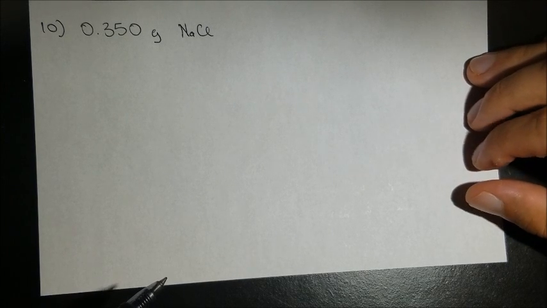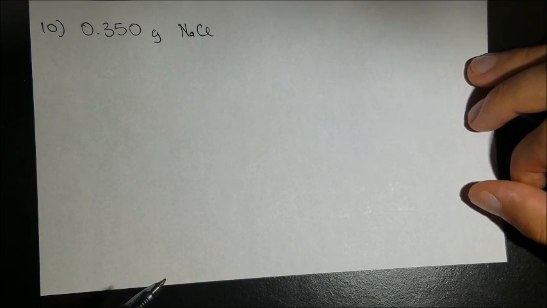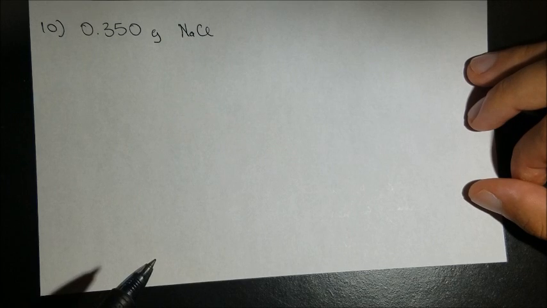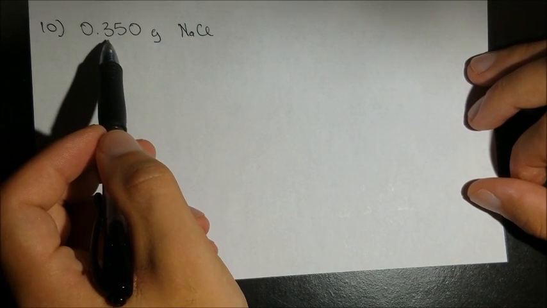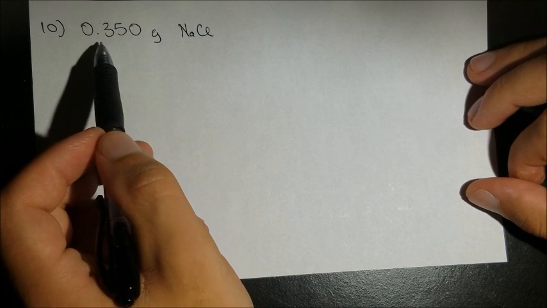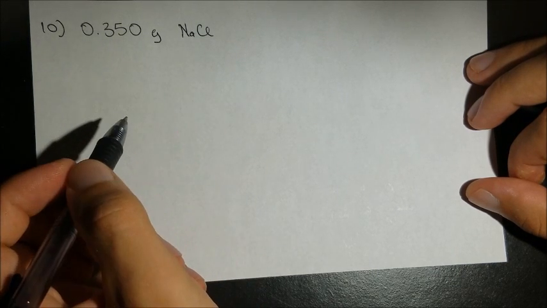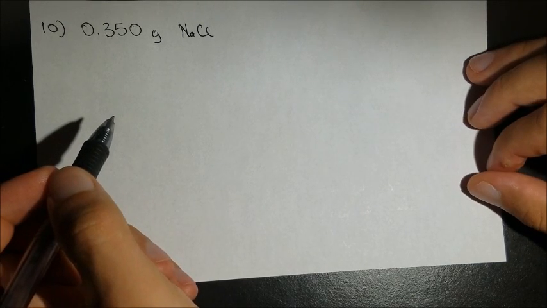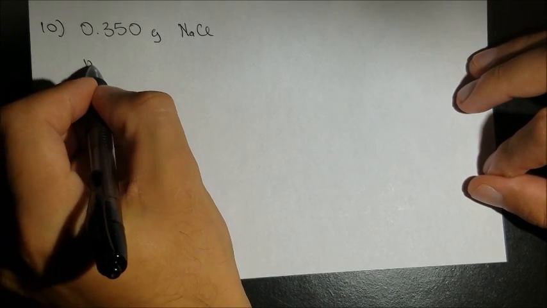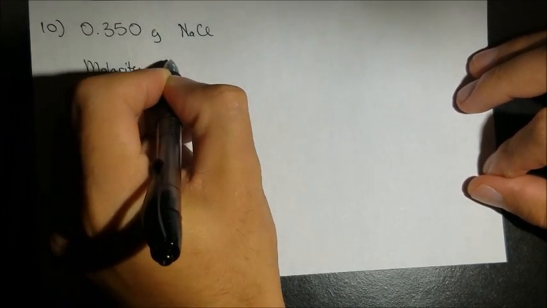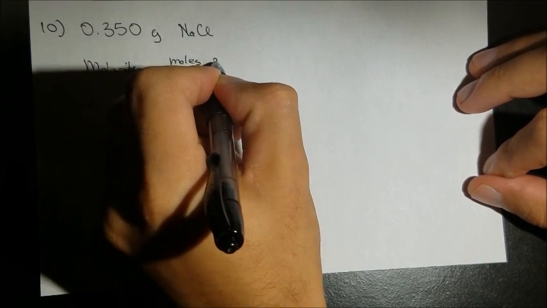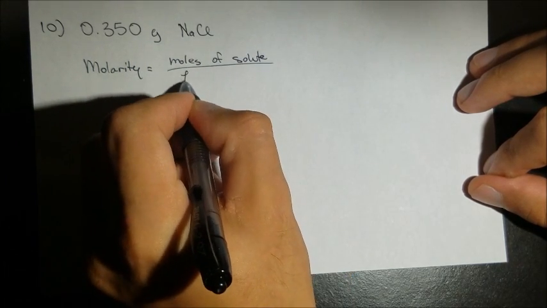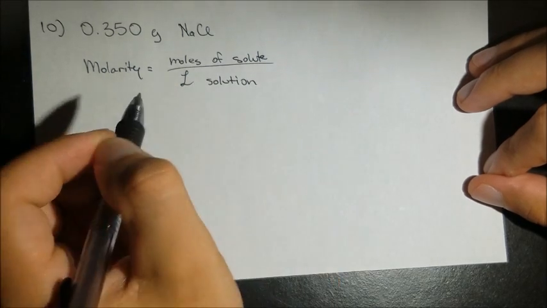In number 10, we are told that the average concentration of sodium chloride in the ocean is 350 milligrams per 10 milliliters. So what I did here is I went ahead and converted 350 milligrams into grams. So I've got 0.350 grams of sodium chloride. And what it's asking us to determine is the concentration in molarity. So let's remember here that molarity is moles of solute per liters of solution.